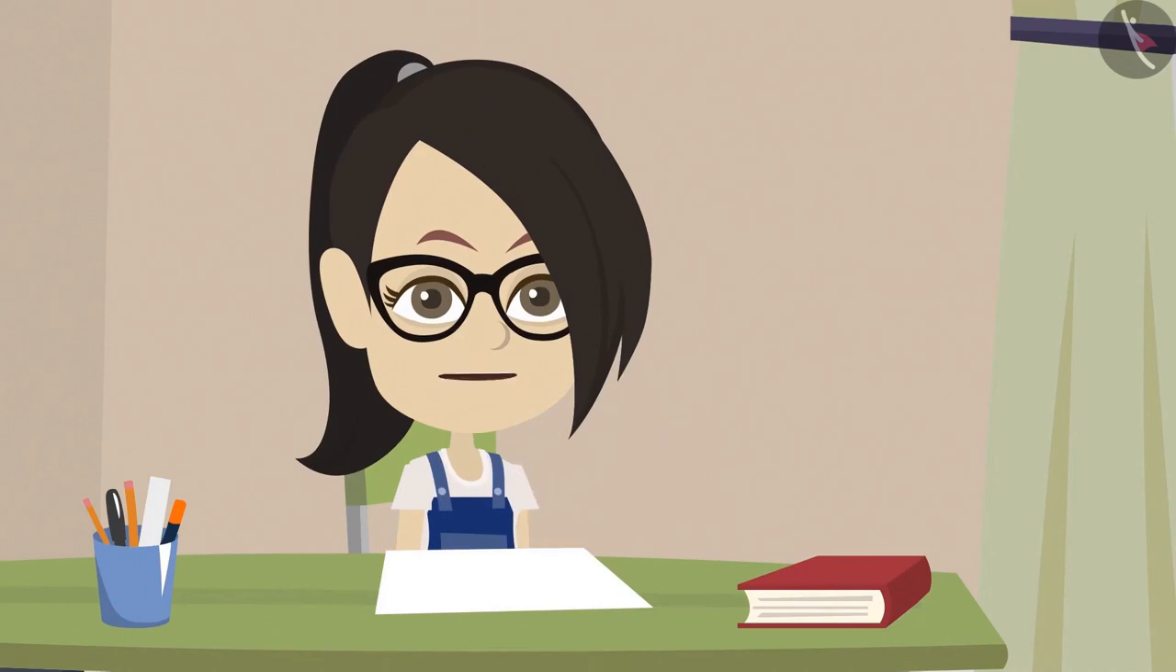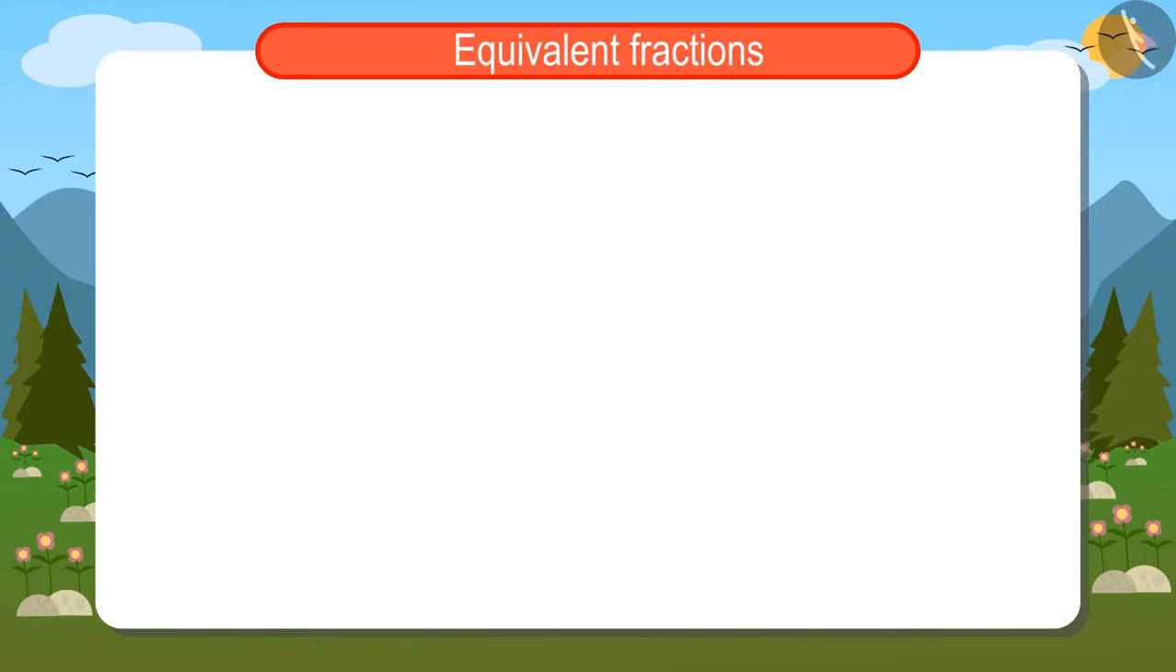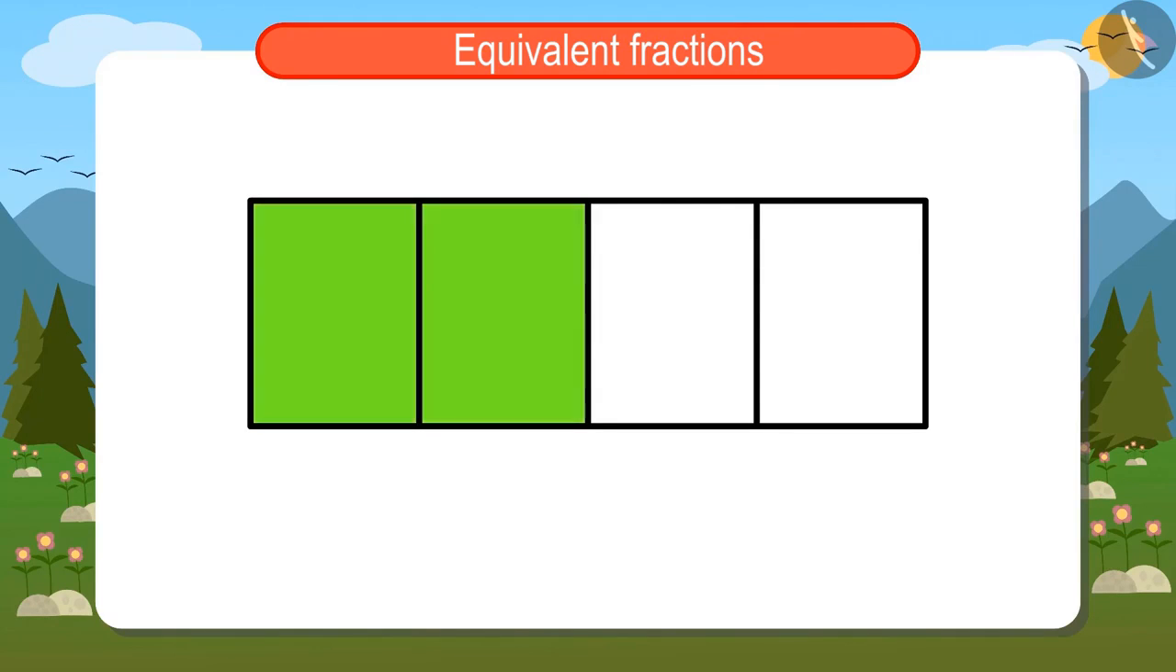Like 1/2 means one of the 2 equal parts. So I will make a rectangle and divide it into 2. This is 1/2 of it. Now in order to find the 2/4 of this rectangle, first I will divide it into 4 equal parts. Now 2 of these 4 parts will be 2/4 of this rectangle.